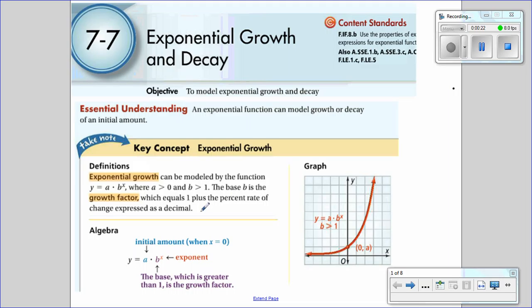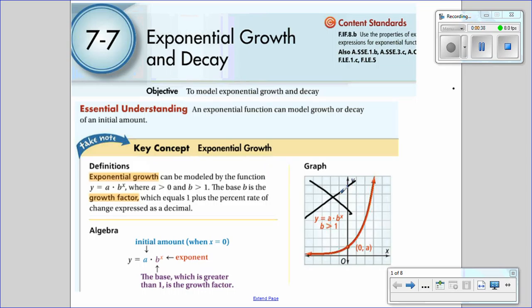And we've already dealt with linear growth and decay. Linear growth would be like a line going like that. So as x gets bigger, so does y. And decay would be like that. Growth and decay are just different words for how they get bigger or smaller.